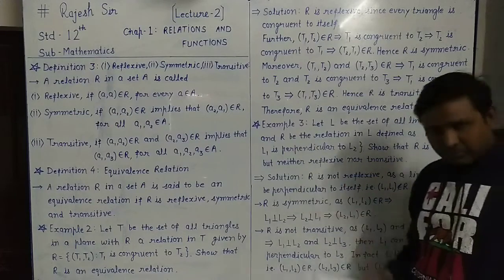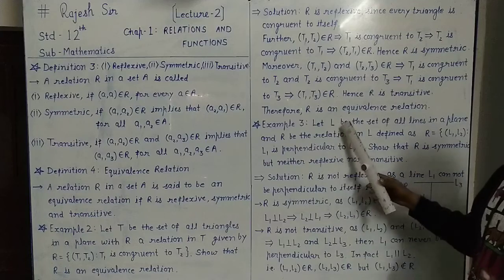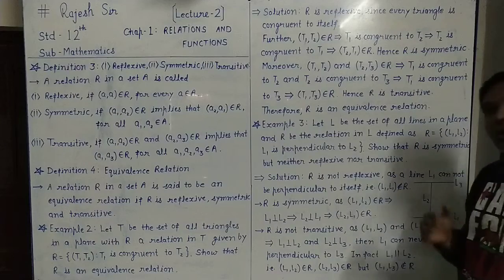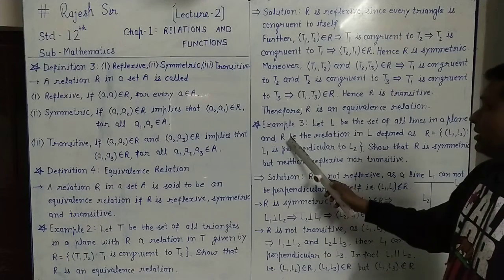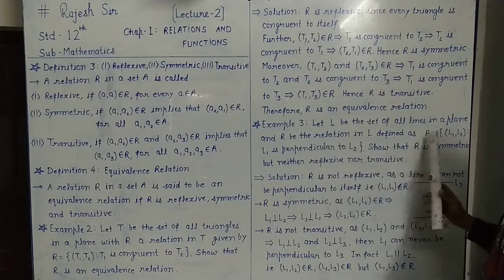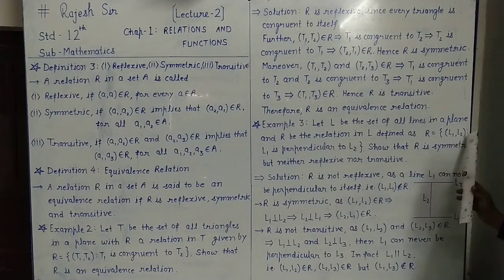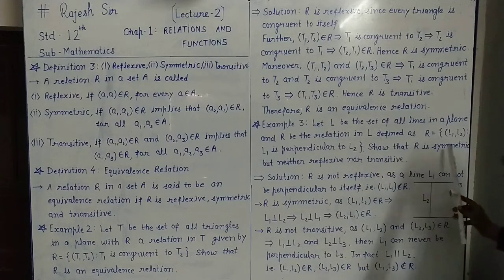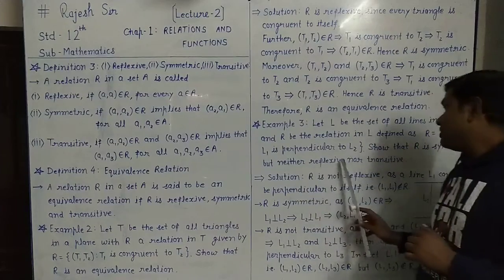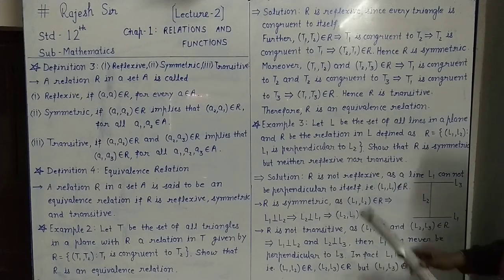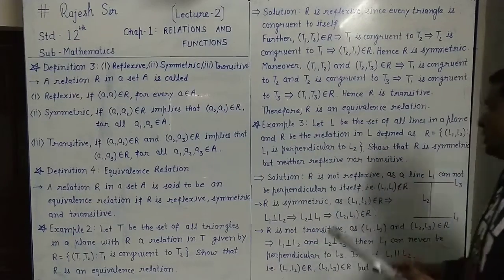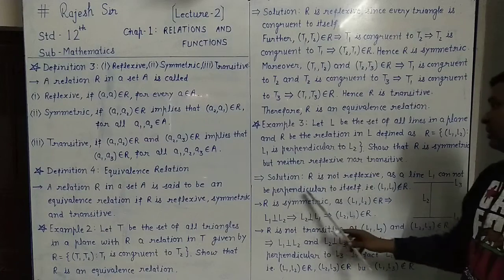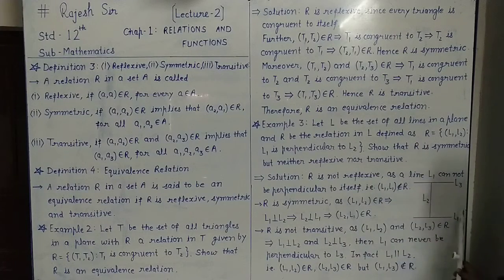Example 3 is next. Let capital L be the set of all the lines in a plane, and R is the relation in L defined as R equals the pairs (L1, L2) such that L1 is perpendicular to L2. We have to show that R is symmetric but neither reflexive nor transitive. First we will check reflexive. R is not reflexive. Why? As a line L1 cannot be perpendicular to itself. You can see from the figure.